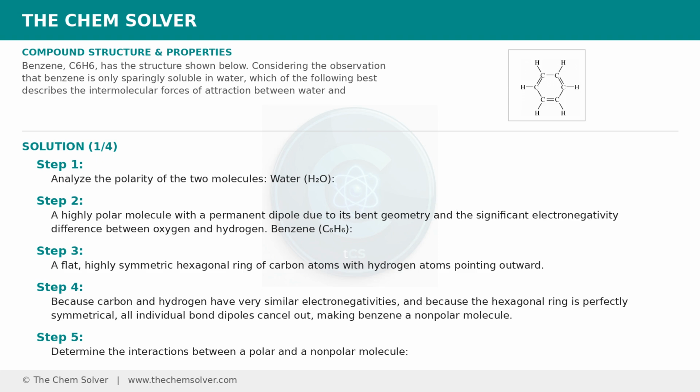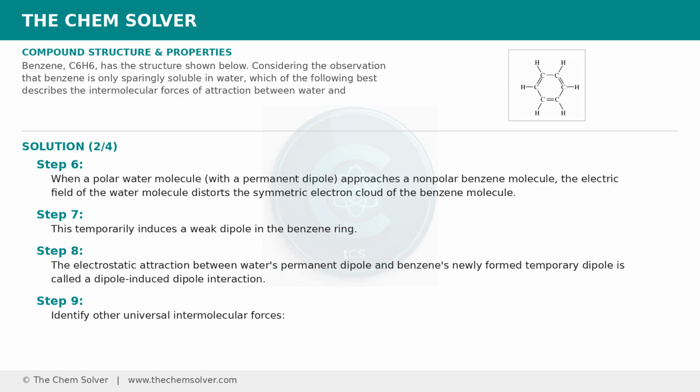Determine the interactions between a polar and a nonpolar molecule. When a polar water molecule with a permanent dipole approaches a nonpolar benzene molecule, the electric field of the water molecule distorts the symmetric electron cloud of the benzene molecule. This temporarily induces a weak dipole in the benzene ring.